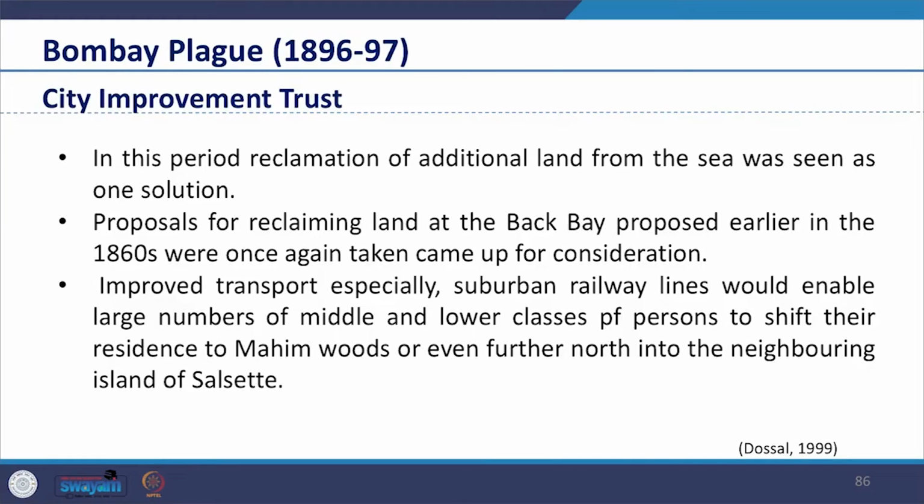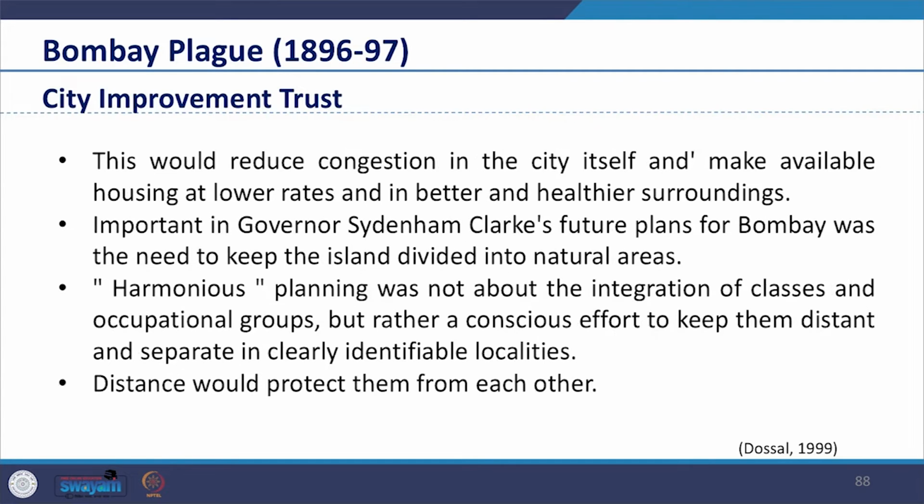In this period, reclamation of additional land from the sea was seen as one solution. Proposals for reclamation of land at Backbay, proposed earlier in the 1860s, were once again taken up for consideration. Improved transport, especially suburban railway lines, could enable a large number of middle and lower class persons to shift their residence to the Mahim Woods or even further north into the neighboring island of Salsette. This would reduce congestion in the city itself and make available housing at lower rates and in better and healthier surroundings.